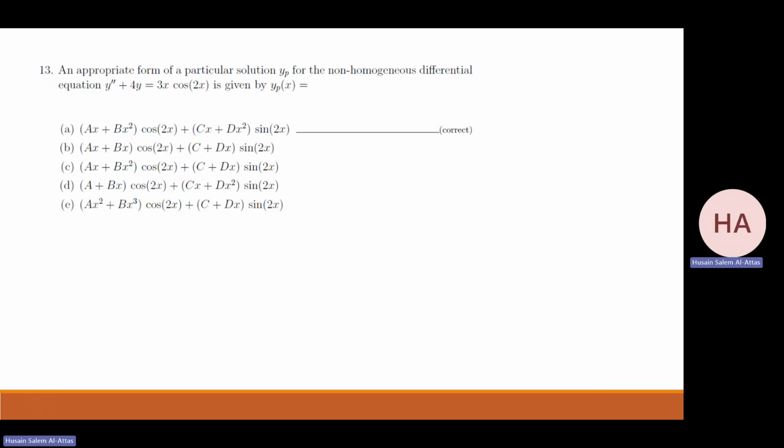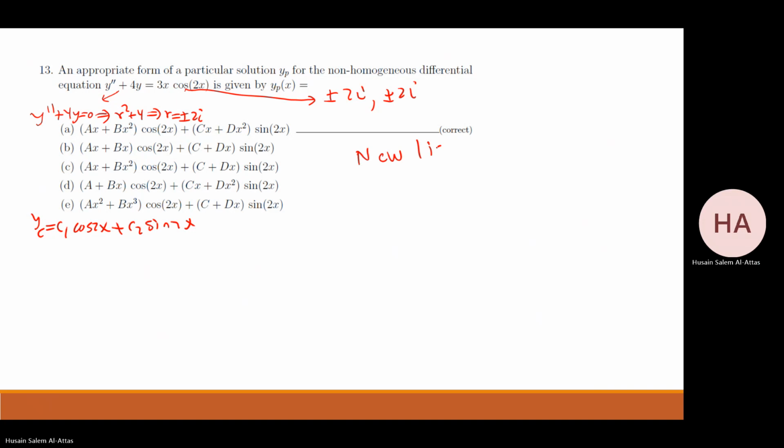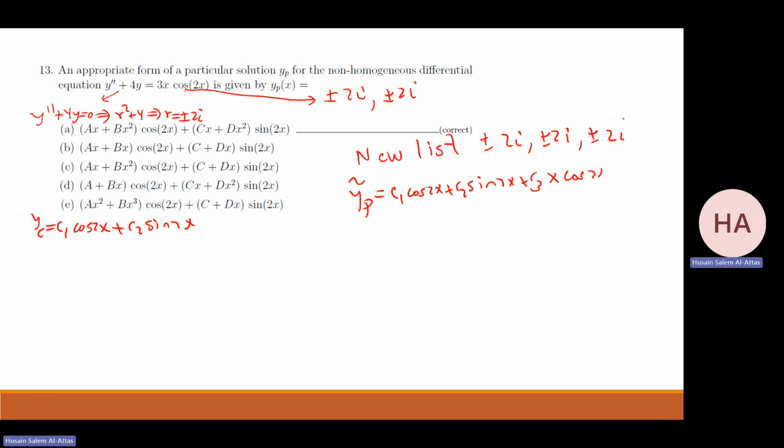He wants the form. He doesn't want you to solve it, he just wants the form. Okay, so I solve the homogeneous. So I have r squared plus 4. What is YC? What are the zeros from here? Plus or minus 2i, two times, plus or minus 2i, three times. For yb hat: x cosine 2x, x sine 2x. I need one more: x squared cosine 2x, x squared sine 2x.